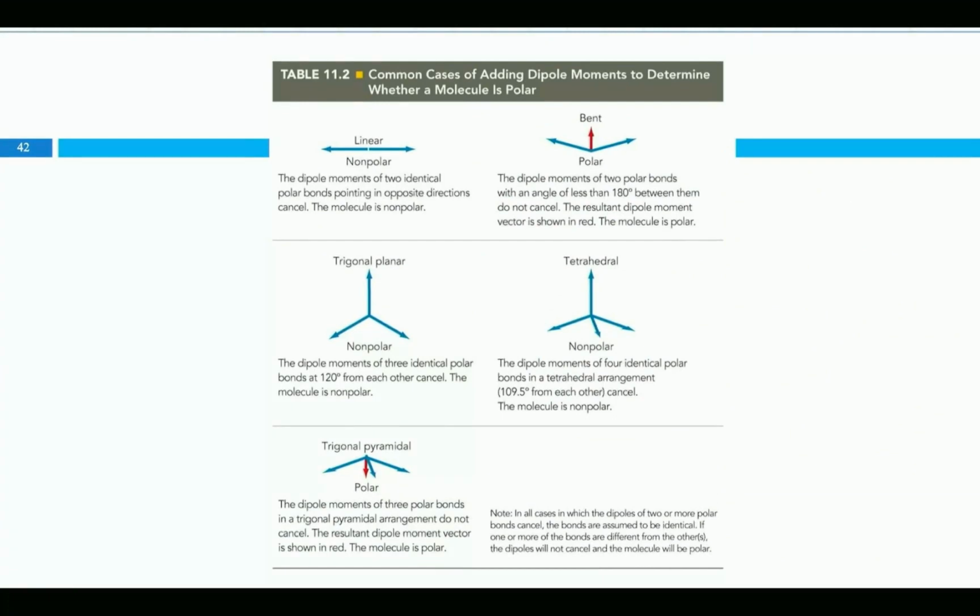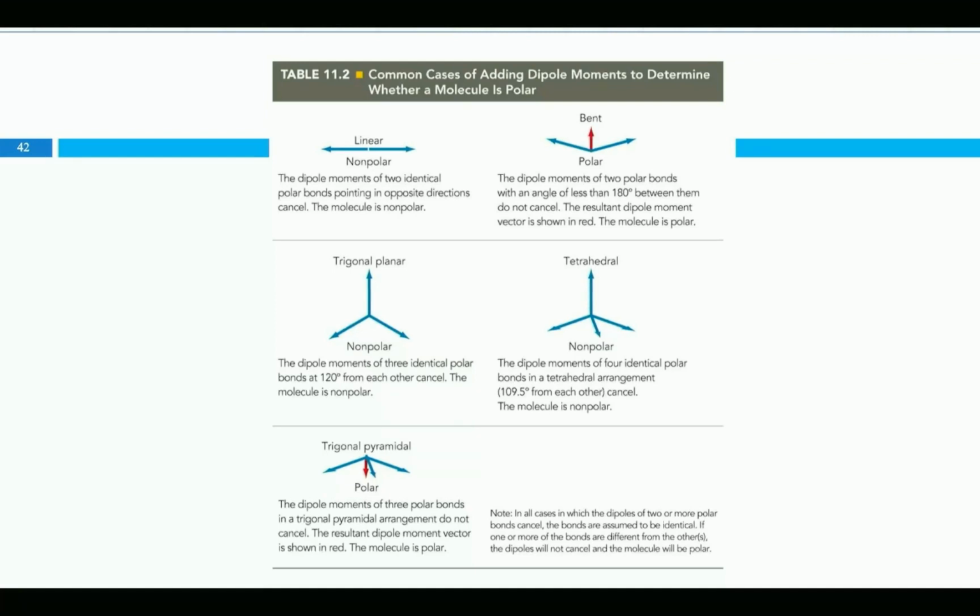So these are the most common ways that you get polar or nonpolar. Like tetrahedral, if they're all the same, it's nonpolar. It's another one that's hard to see with the vectors. The trigonal planar is going to be nonpolar, again, if they're all the same. And this one doesn't have any lone pairs.